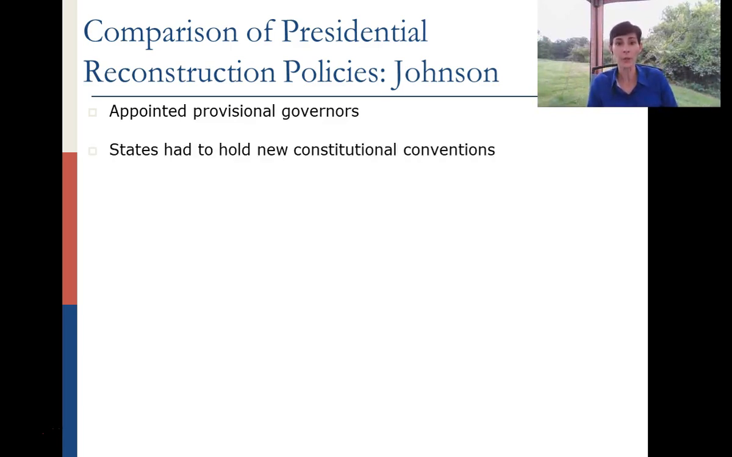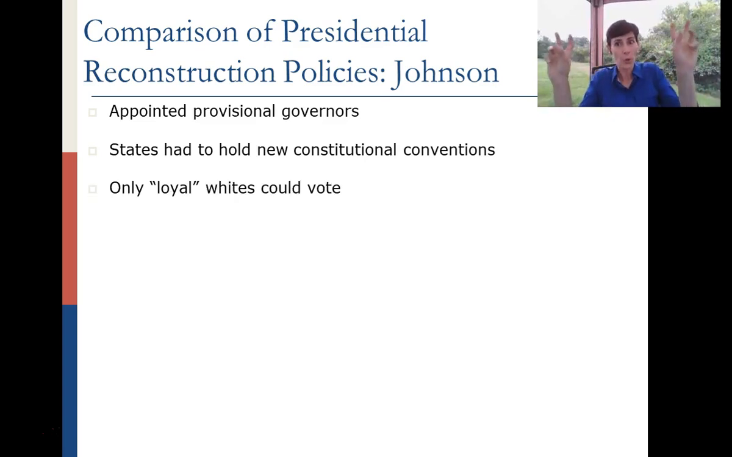He argued that the states had to hold new constitutional conventions and adopt the things that he wanted. He said only loyal whites could vote, which, define loyal. I mean, how does one determine that? So that's a slippery slope. Basically, he gave himself uniform authority to decide who was loyal and who wasn't. A very dangerous position to be in for the chief executive. It affords that position far too much power.